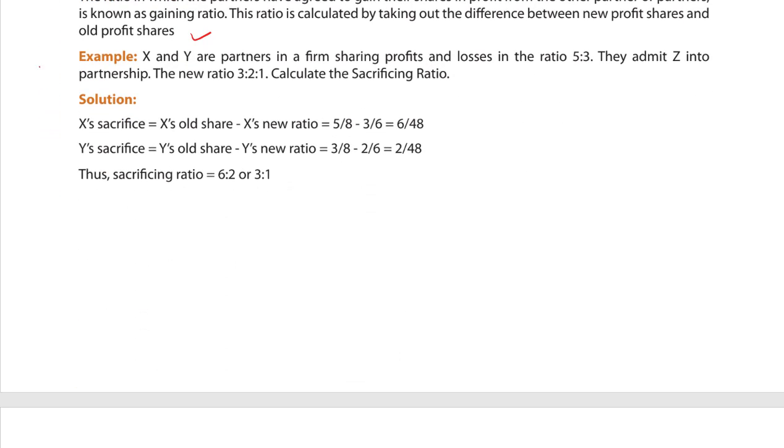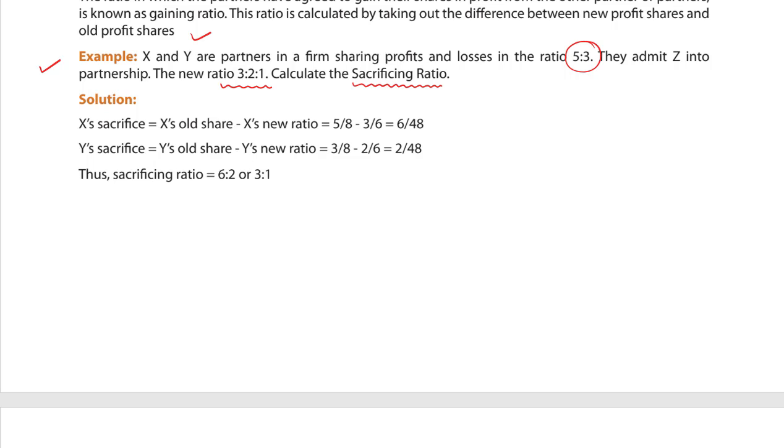Example, X and Y are partners in a firm sharing profits and losses in the ratio of 5:3. They admit Z into the partnership. The new ratio is 3 is to 2 is to 1. Calculate the sacrificing ratio.